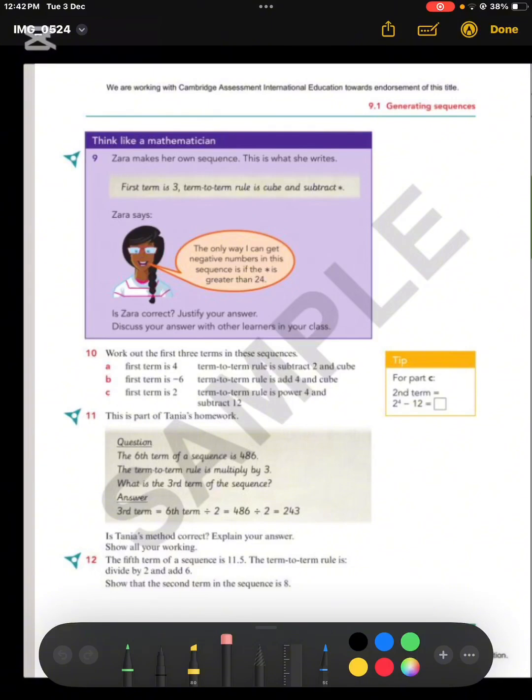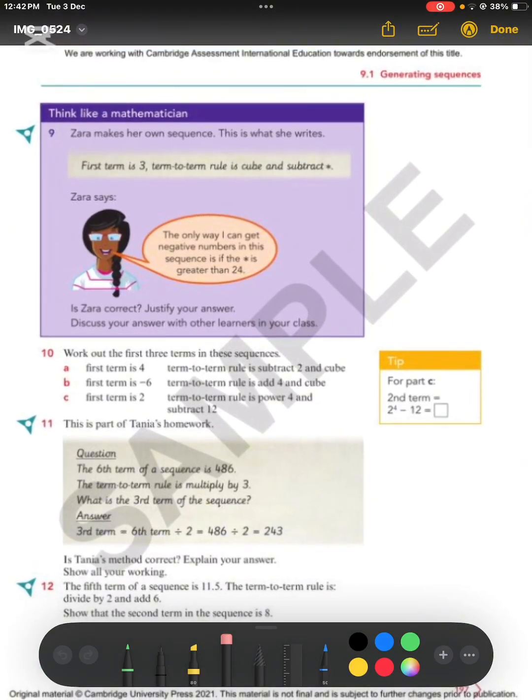Okay, now moving to question number 9. It says Zara makes her own sequence. Let's see what she is writing and what her rule of making a sequence is. First term is 3. Then the term to term rule is cube and subtract. So I will take this as a first term, take the cube of 3 and then subtract a number which is not mentioned. We can take that number as a. So the cube of 3 is 27 minus a.